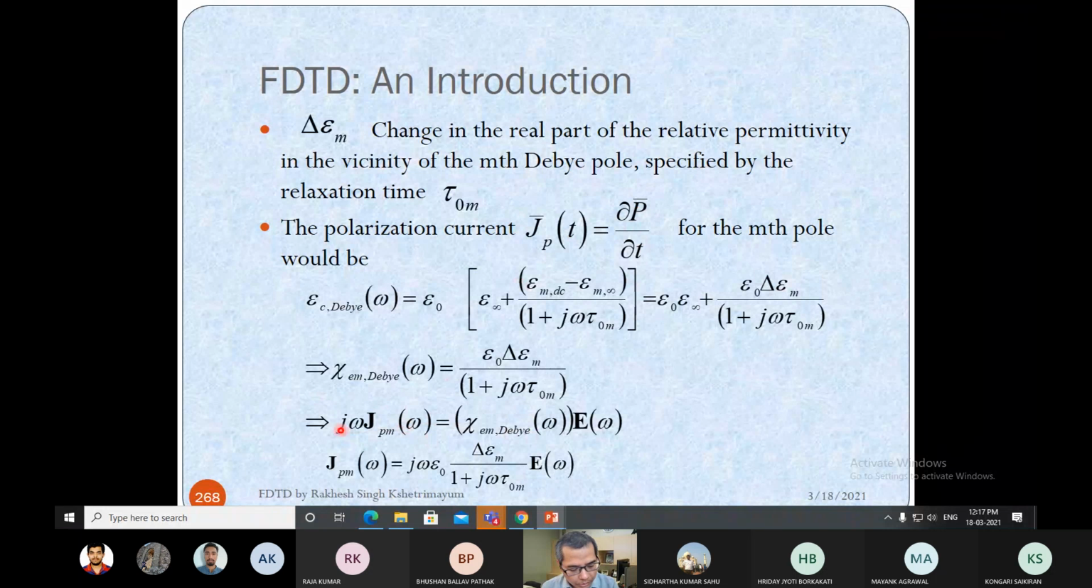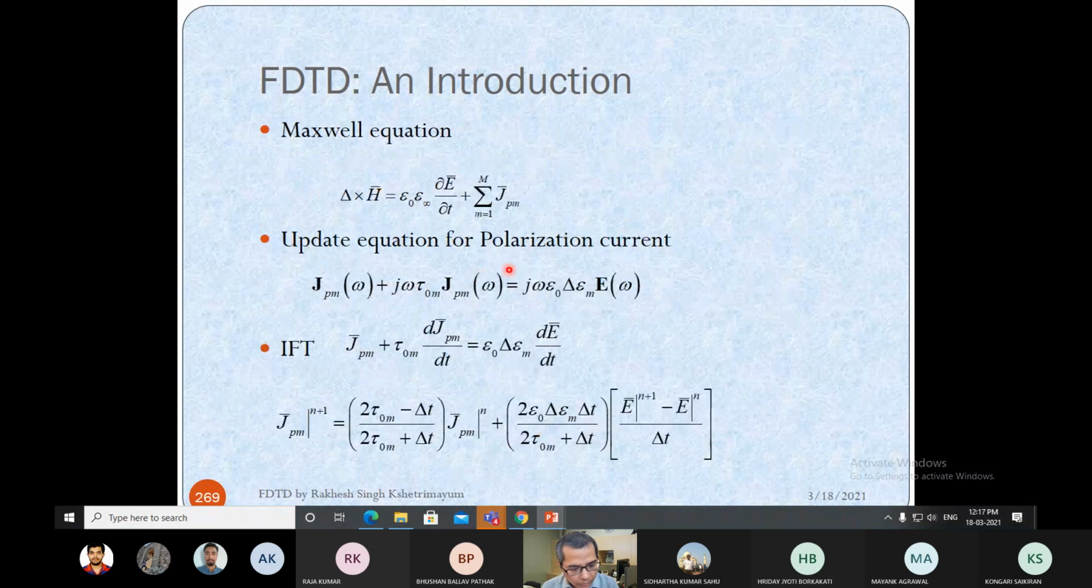So this is what you have. So jωP_m is equal to this. So J_pm is equal to this relation you have here. So from there you can find out what is the update equation for J_p. J_p is the polarization current.